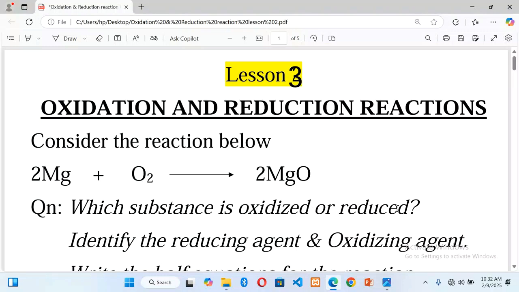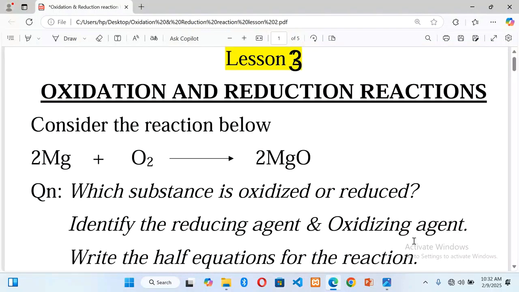How can we use oxidation numbers to identify a reducing agent and an oxidizing agent? How can we use that to determine a half equation for a given reaction? So today we are going to consider this reaction, the reaction between magnesium and oxygen to form magnesium oxide.